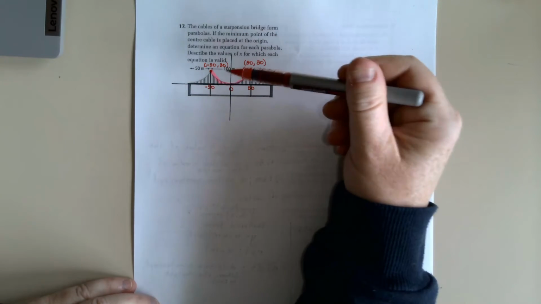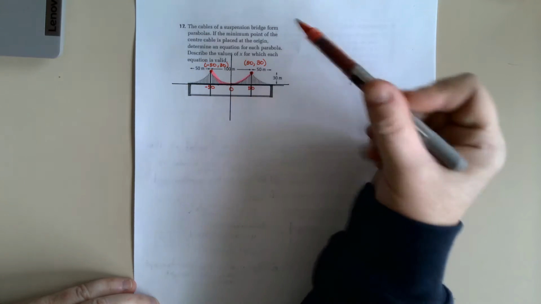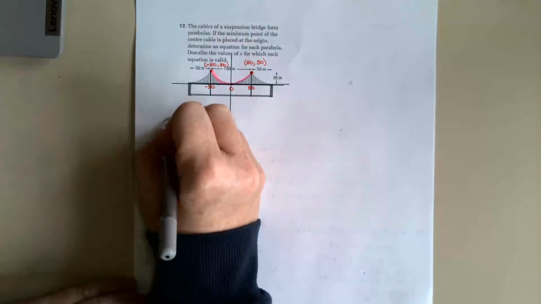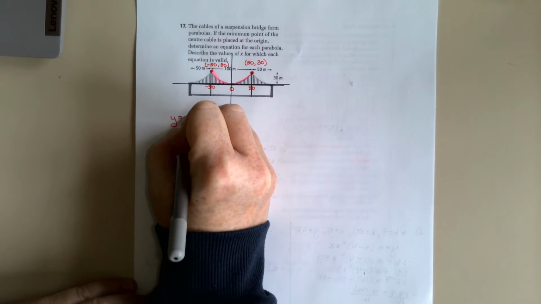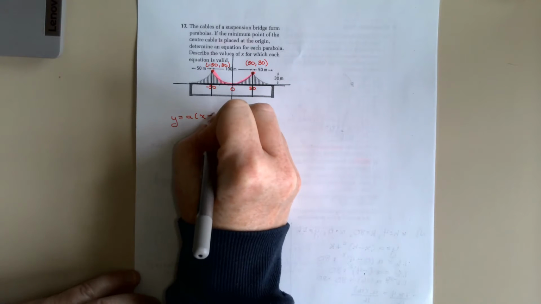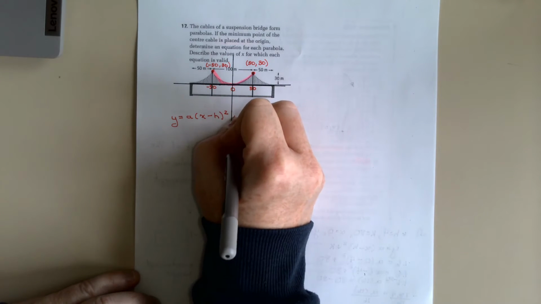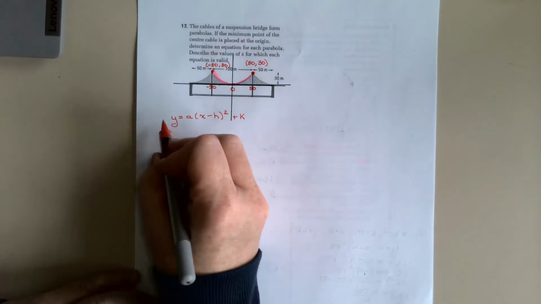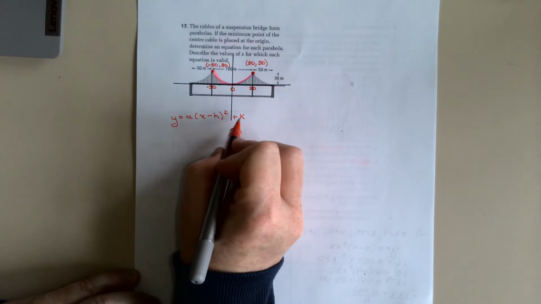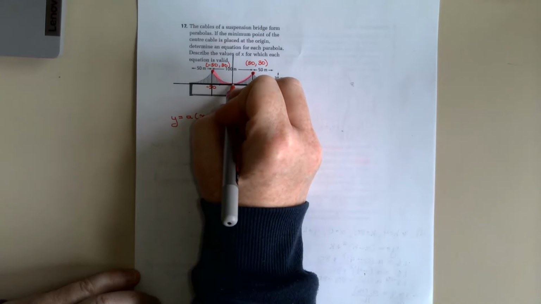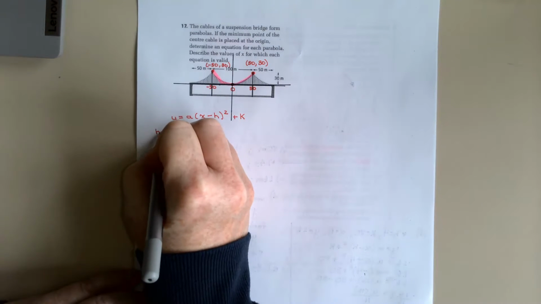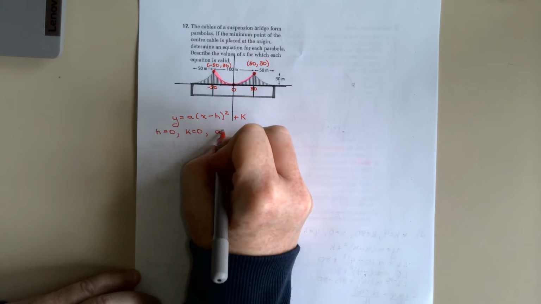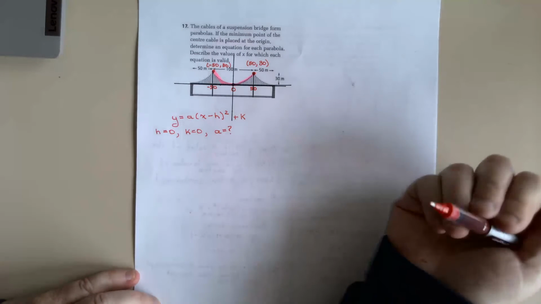So I've got 2 points on my parabola, and I have my vertex, which is going to be at 0, 0. Since I know the vertex, I'm going to just use the vertex form of the parabola. So y equals a times x minus h squared plus k. In order to use this, I need to know a, h, and k. Well, I know what h and k are because they're right here at 0, 0. So h is equal to 0, and k is equal to 0. But I don't know what a equals, so that is what I'm going to have to find.